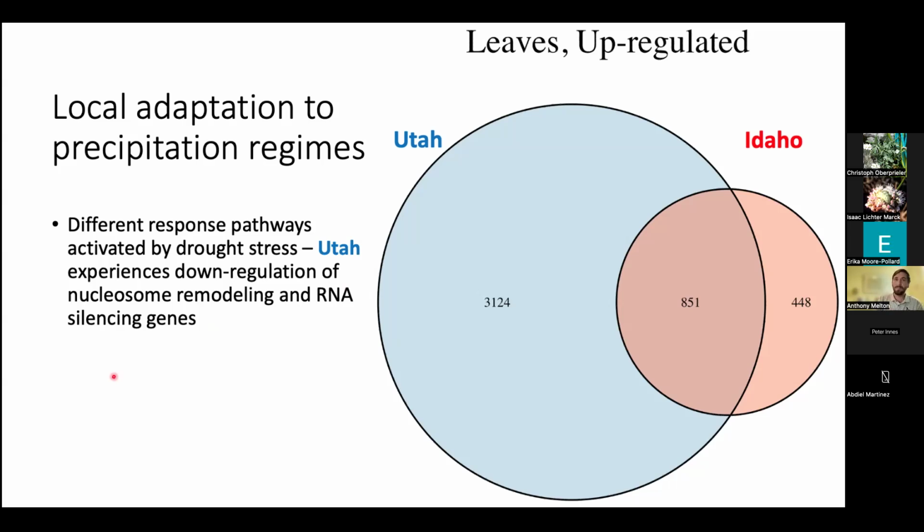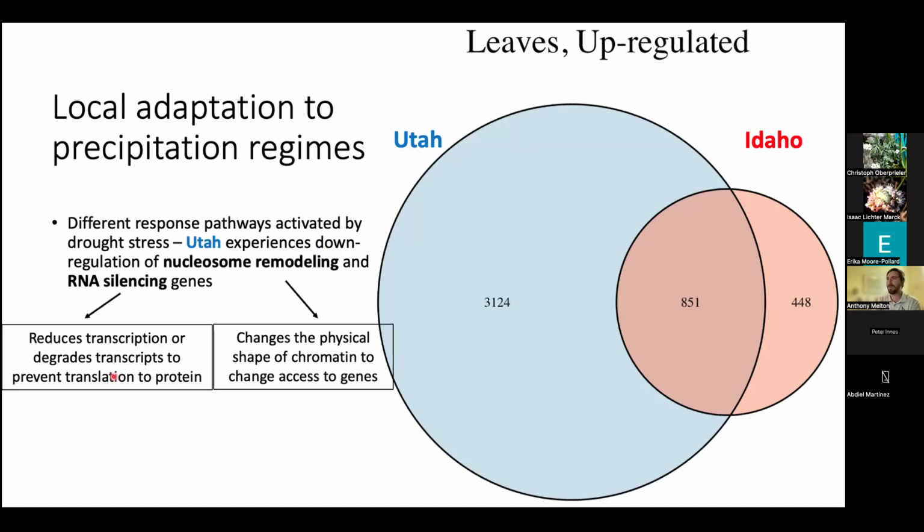Now, besides the big difference between just the number of genes getting up and down regulated within Utah compared to Idaho, I was kind of surprised by this result. We did see a lot of types of genes that we would expect. But then we weren't necessarily expecting things like different epigenomic pathway type genes. So genes that would either reduce transcription or physically change the shape of chromatin to change access to genes. And so we thought that was a really interesting result, and it was something that we wanted to dig into a little bit later on.